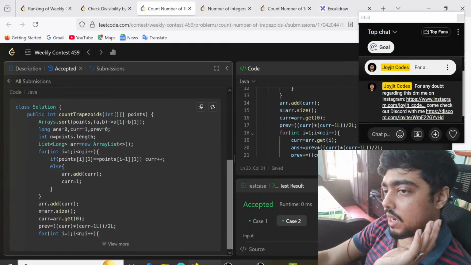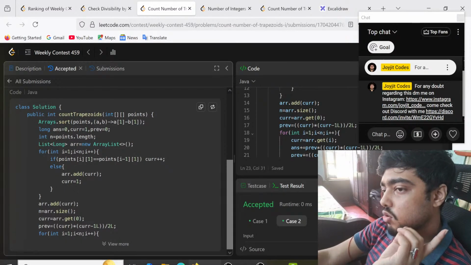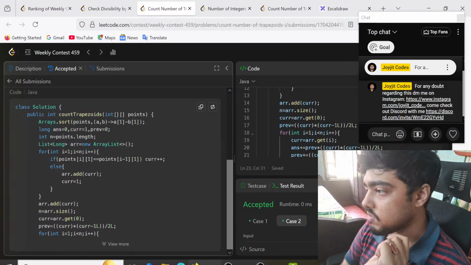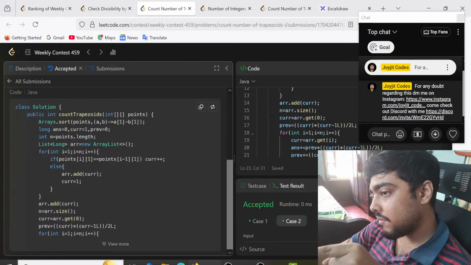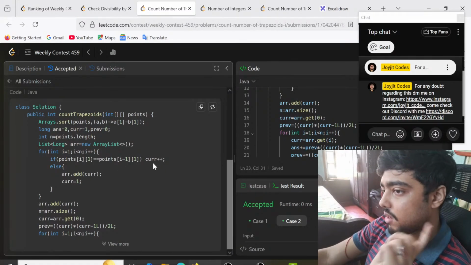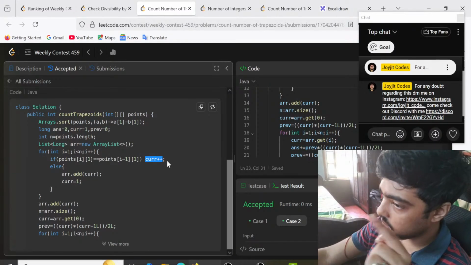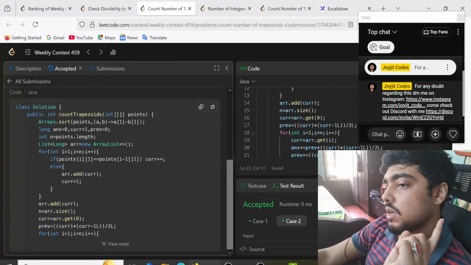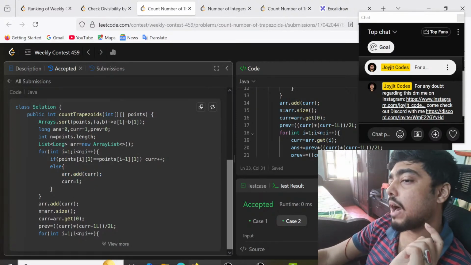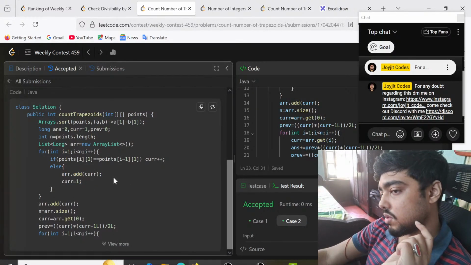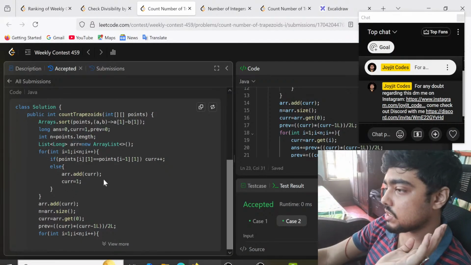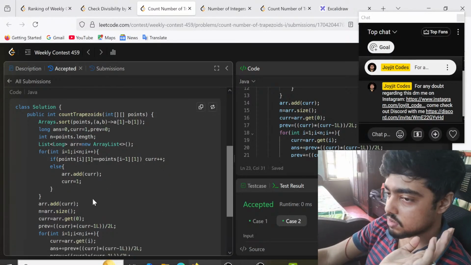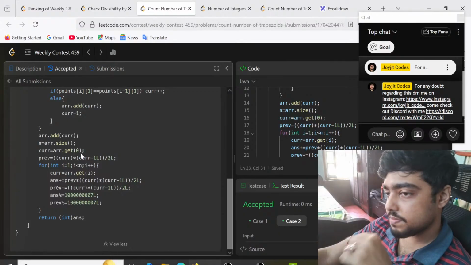Initially you have to group them. How can you group them? Initially current is 1, because one of the elements will be there in the first group. Then you're going to traverse, and if the previous element has the same y value, it will go to that specific group only. Otherwise, you have traversed that group and you have a new group now. So you're done with the grouping. This ARR list is going to consist of all the groups. Okay, you got the groups.